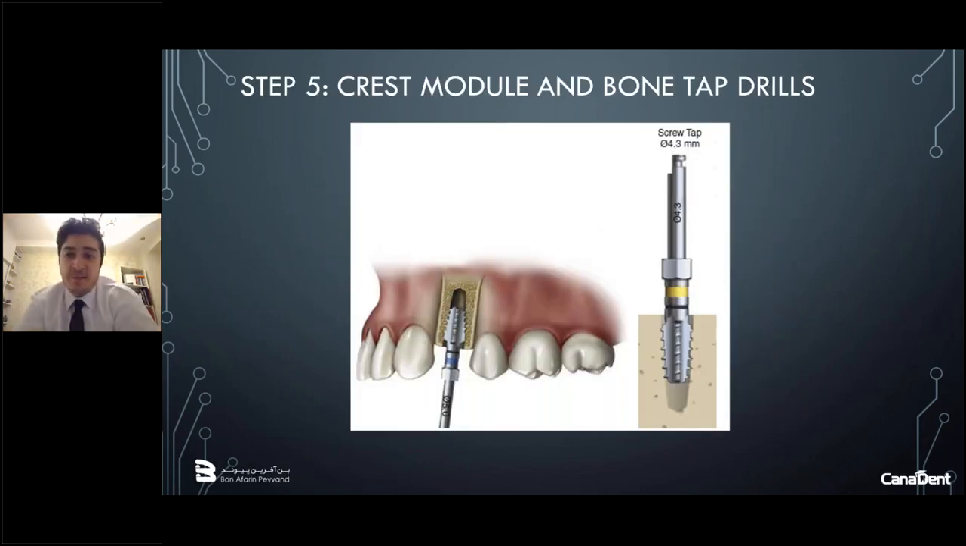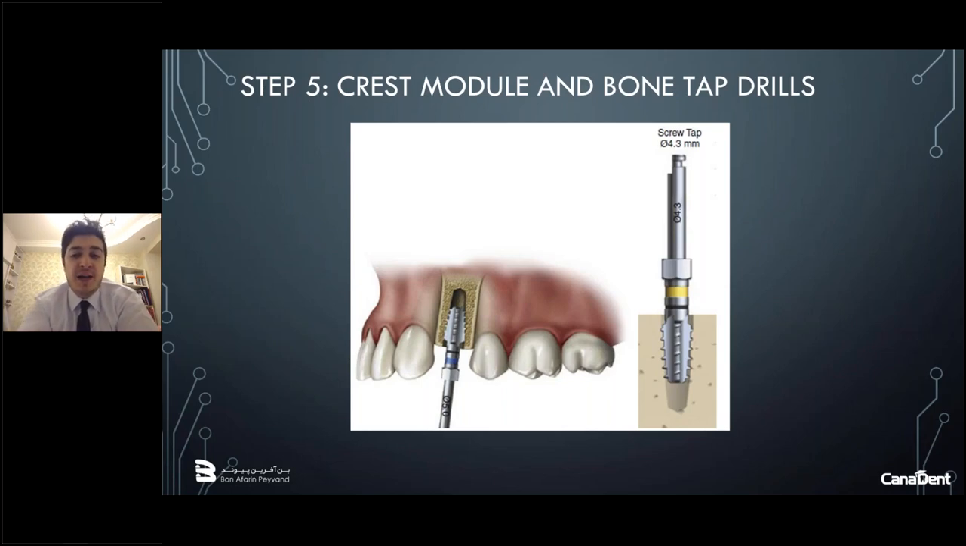Step 5, which is optional in some D1 or D2 cases: most implant crest modules and implant necks are larger in diameter than the implant body. The larger diameter often requires a side-cutting crest module drill in D1 and in some D2 crestal bone situations to prepare the crestal aspect of the implant osteotomy. This drill is not recommended when the bone density is poor, like D3 and D4. In addition, usually in D1 bone, some implant systems will require the use of a bone tap or thread former to prepare the thread in the bone before implant insertion.